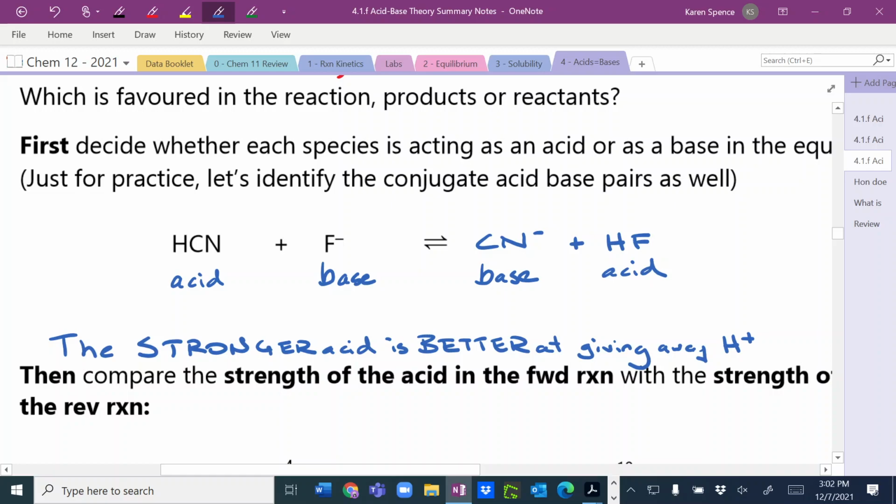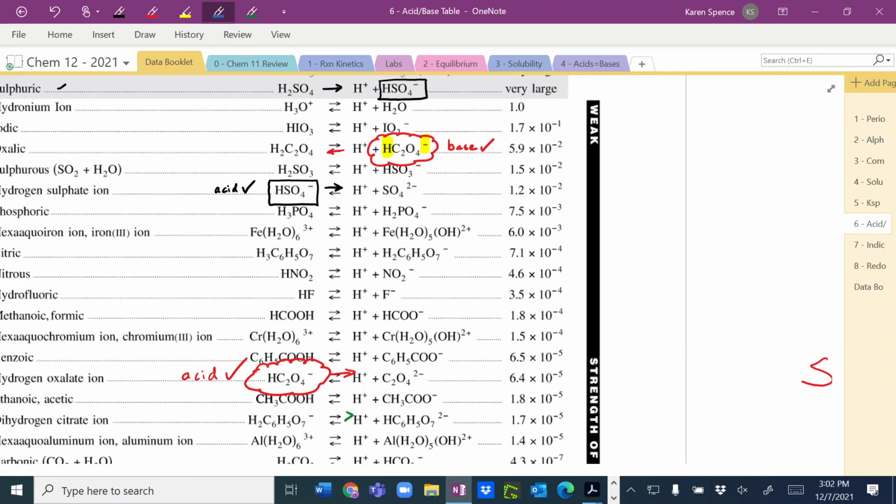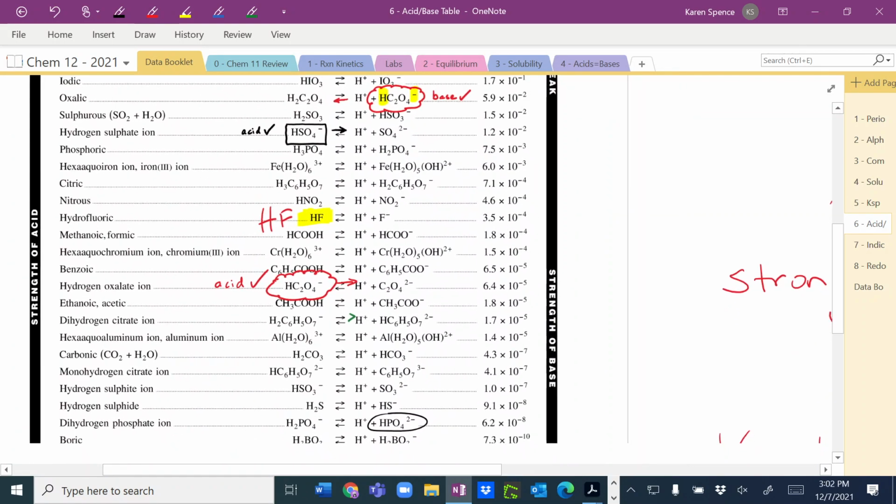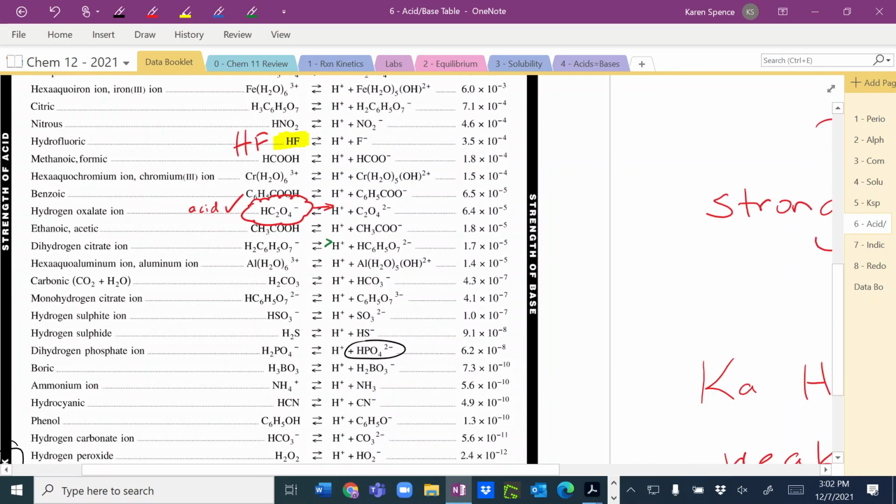So if we look on our acid-base table for HCN and HF, here is HF. I think HCN is down near the bottom. Here's HCN. Who is the stronger weak acid, HF or HCN? HF is the stronger weak acid.